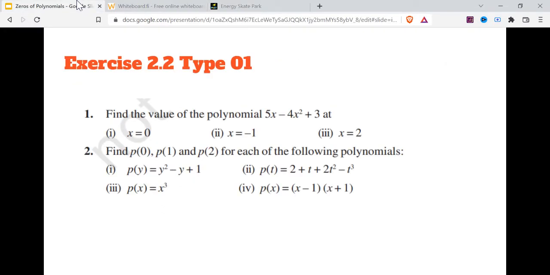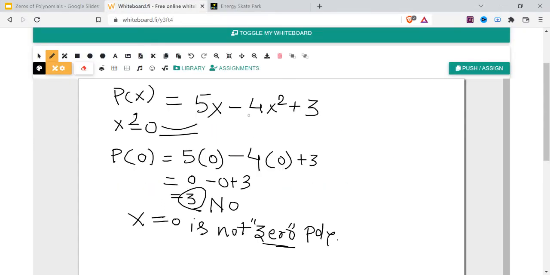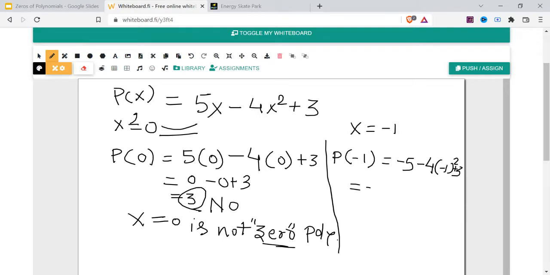Let's put another value. It is saying put x equals minus 1. So let's put x equals minus 1 in this. Now this will be p of minus 1: 5 into minus 1 is minus 5, minus 4 into minus 1 squared, plus 3. Now this will result in minus 5 minus 4, because minus 1 into minus 1 is 1, plus 3. That will result in minus 9 plus 3, that is minus 6.